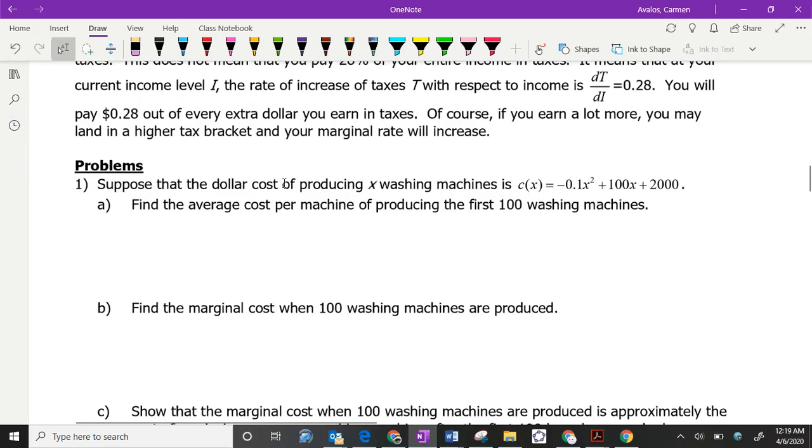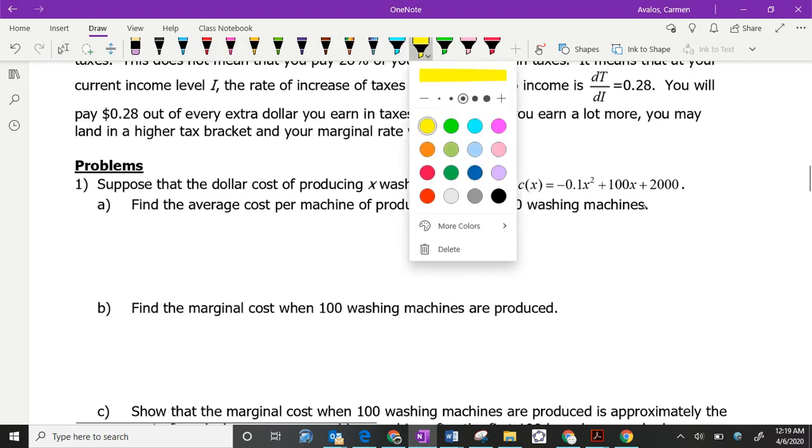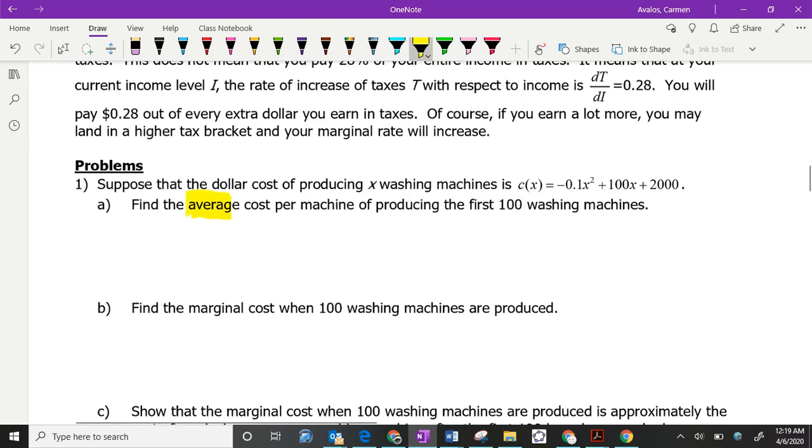Suppose that the dollar cost of producing X washing machines is this function. So here is our cost function. Now, the first thing that it's asking us is to find the average cost per machine of producing the first 100 washing machines. So when I'm doing this, I am talking about the average. And we know that the average means the slope of the secant line. If you don't remember that, make sure that you know that. The slope of the secant line.